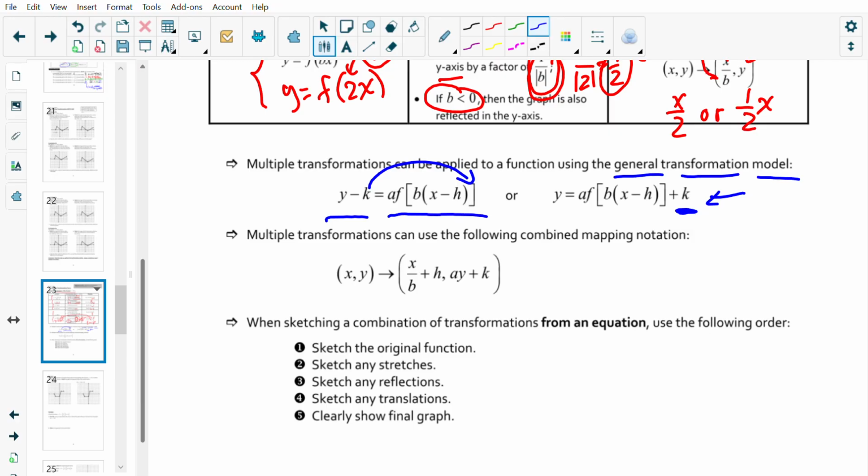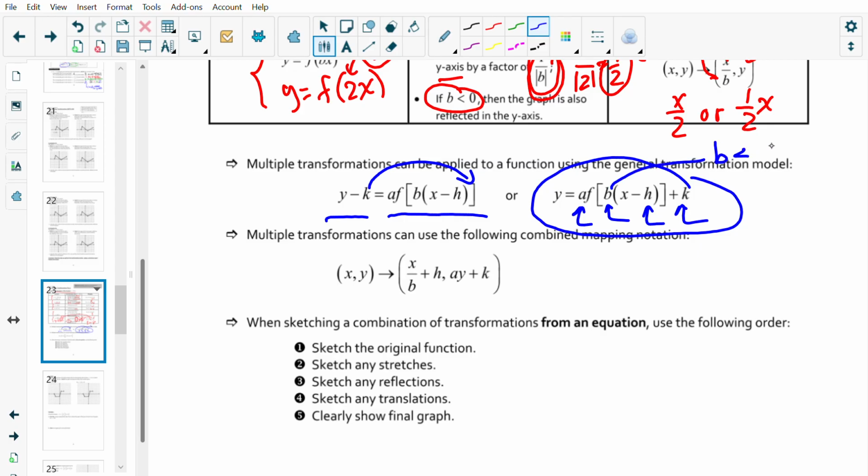Mapping notation. You can combine all the mapping together. Oh, I should go back here. So that is your vertical stretch about the x-axis. This is your b value. That's the b value, and 1 over the absolute value of b, that is your horizontal stretch about the y-axis. This is your h value, which is your horizontal translation. This is your k value, which is your vertical translation. Okay, so all of our quantities there are represented.